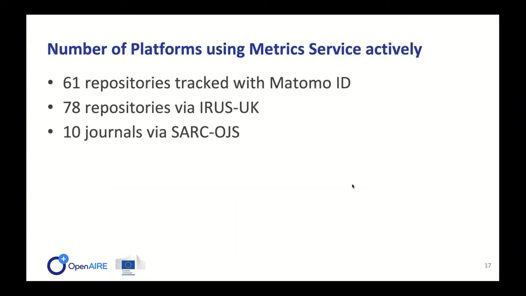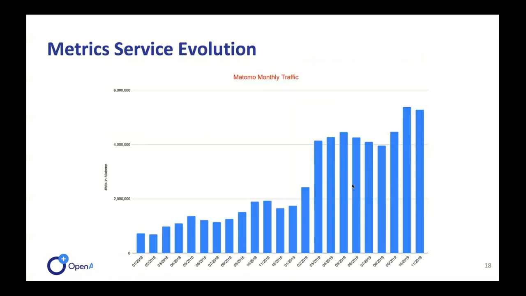For now, we have 61 repositories which are tracked with Matomo. We have 78 repositories which are collected by IRUS-UK SUSHI-Lite endpoints. And we also have 10 OJS journals from Portugal, which are also collected using the SUSHI-Lite endpoints provided.